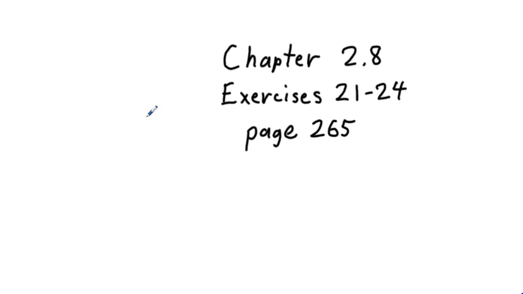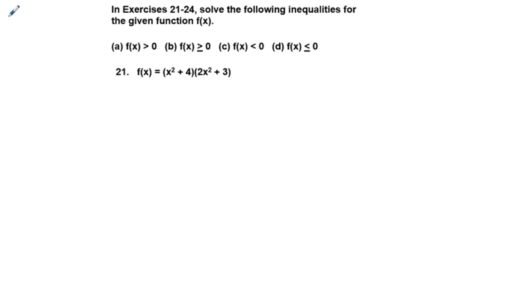Chapter 2.8, exercises 21 to 24, and this has to do with section 2.8 in the book that has to do with solving polynomial inequalities. Here we have exercises 21 to 24: solve the following inequalities for the given function f of x. We have these different scenarios: a, f of x greater than 0; b, f of x greater than or equal to 0; c, f of x less than 0; d, f of x less than or equal to 0.